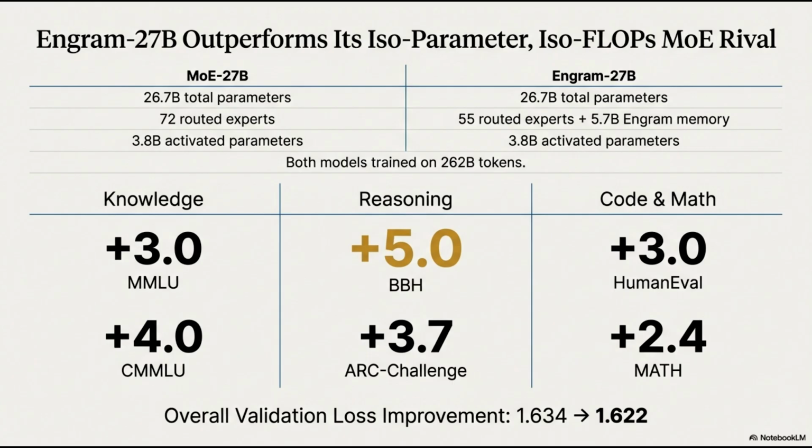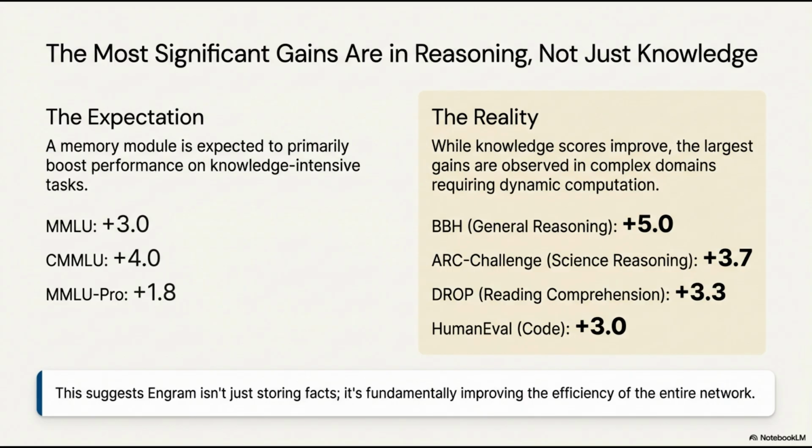Now, you'd expect the biggest jump on knowledge tasks, like MMLU, because that's what the memory is for, and it did improve by a solid 3 points. But, and this was the huge surprise, the performance gains were significantly larger in complex reasoning, in math, and in coding. The very tasks that are supposed to be all about computation. Wait, you're telling me that adding a better memory made the model better at thinking? It did, exactly. BBH, the big general reasoning benchmark, improved by a massive 5 points. ARC Challenge, which is complex scientific reasoning, went up by 3.7. And HumanEval, for coding, jumped by 3.0 points.